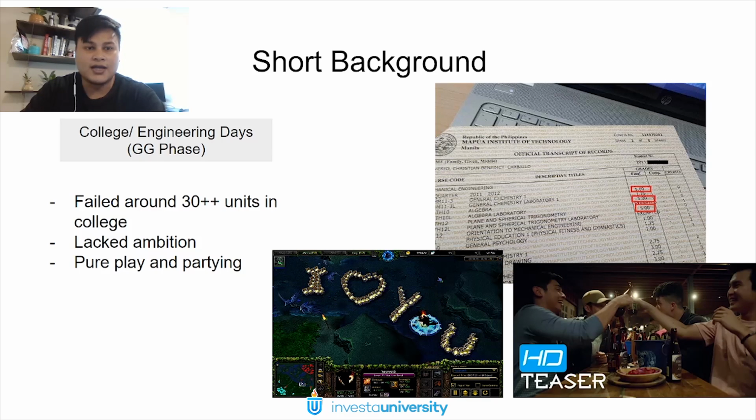So, a short background. During my college and engineering days, I had certain phases. The first phase is my GG phase. During that time, I failed a lot of subjects, more than 30 units during my college days. I had a lack of ambition, and all I thought about was playing games and partying. Every weekend and every after class, I was just partying and playing Dota.